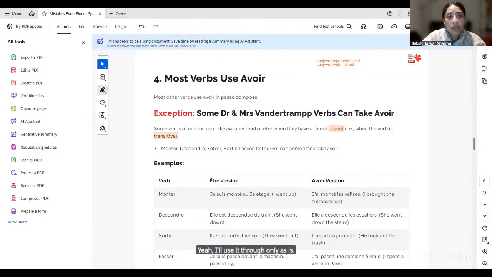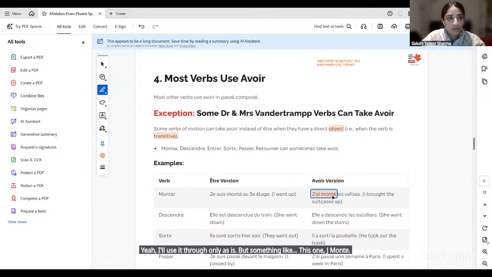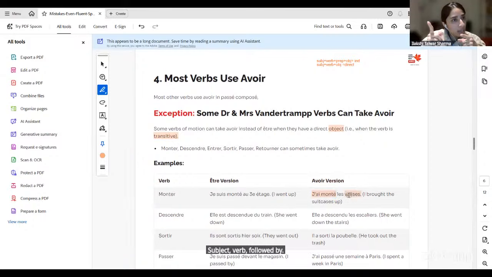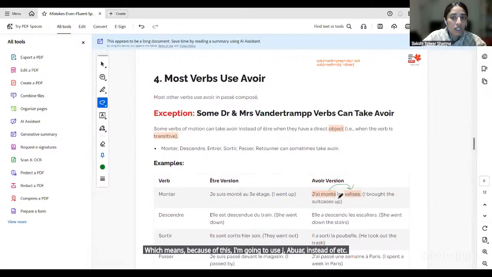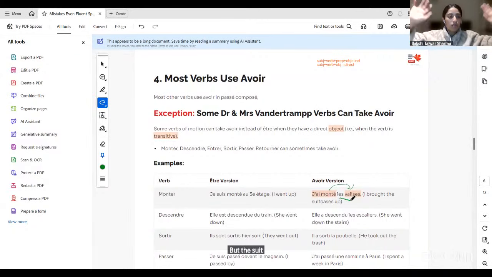But something like this one, j'ai monté les valises. Subject, verb, followed by your object. Now there is no preposition here, right? Les is an article, not a preposition. Remember we talked about this. Which means because of this, I'm going to use j'ai, avoir, instead of être, because my object here is direct. So j'ai monté les valises is I got the suitcases up. The action is not being done to me, it's to the suitcase.